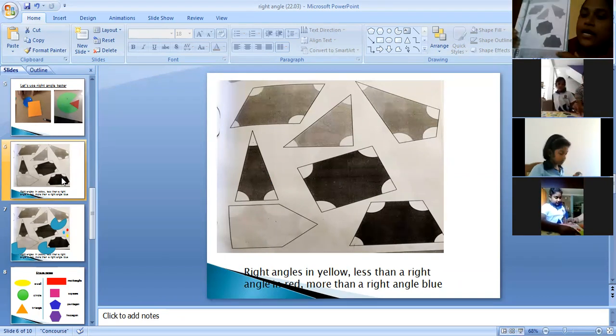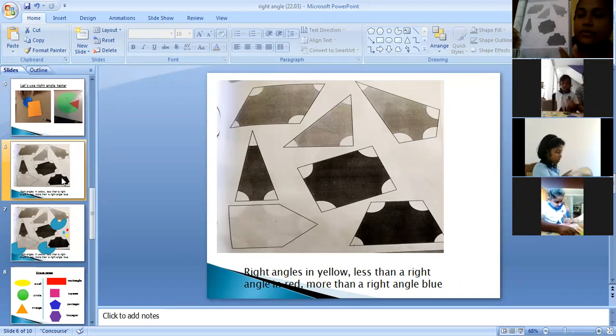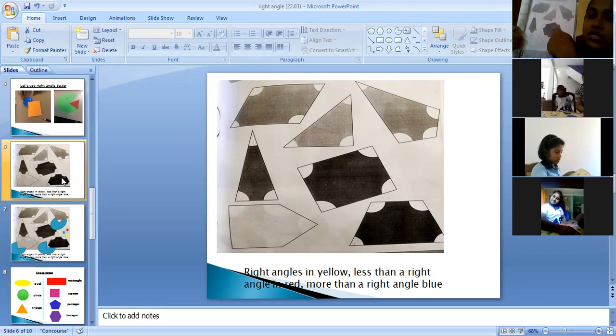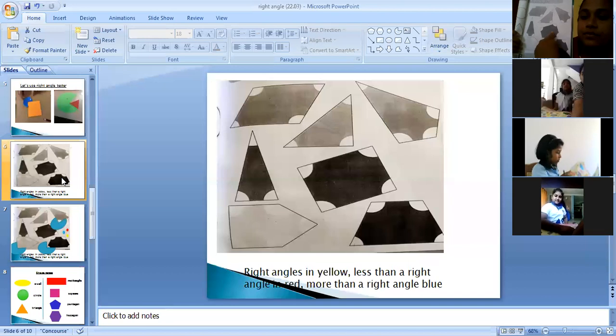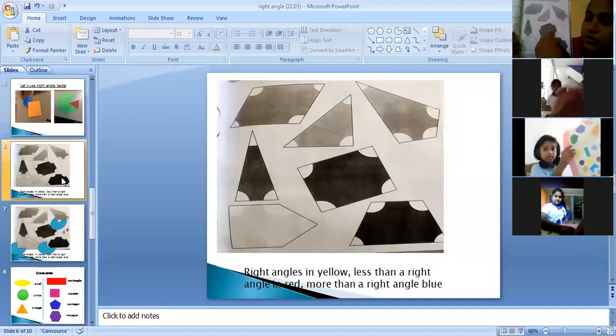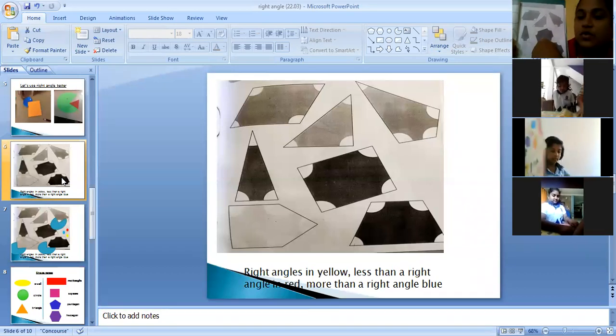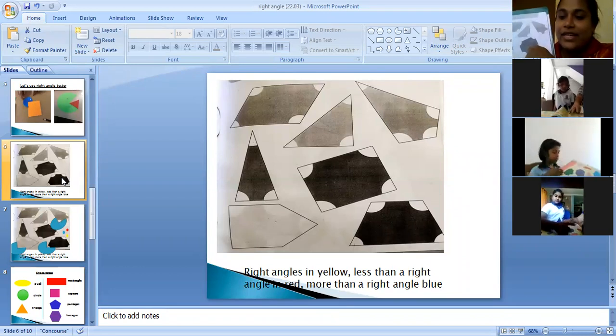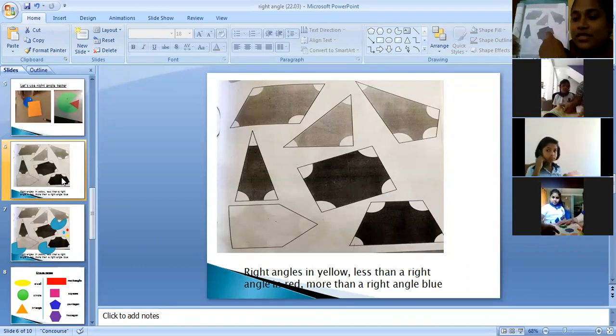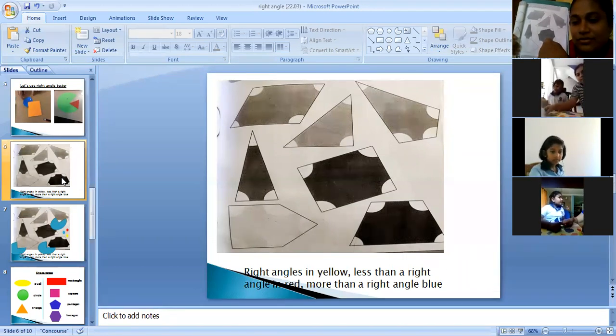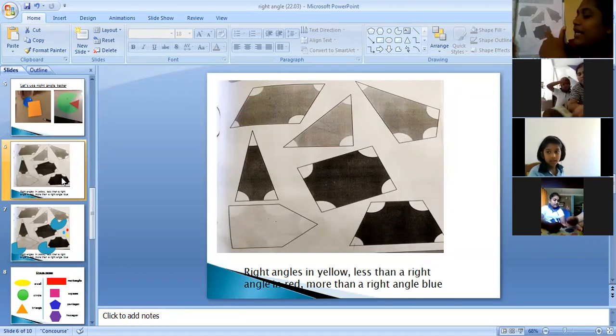Okay, teacher. Okay, now look at this. You can try with me. First have a look, then you can try. I am going to use this shape. What is the color? I have a black and white book. What is the color of this shape? Purple.